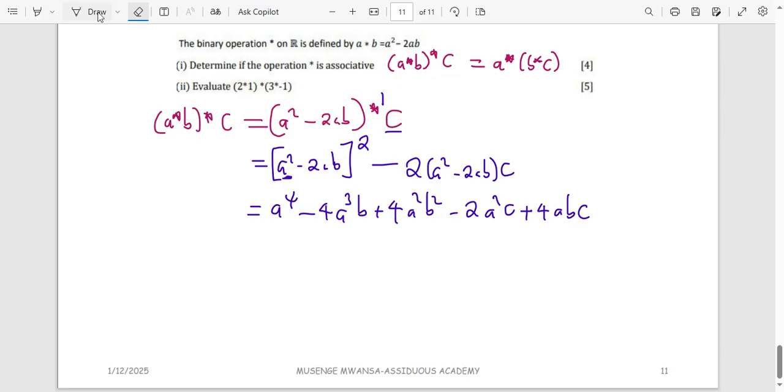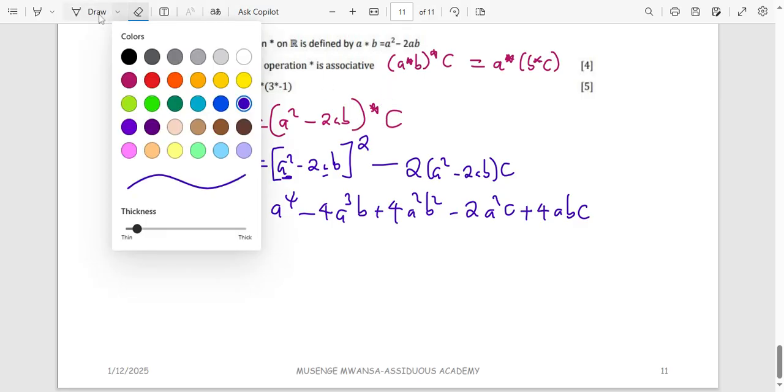A to the power 3. If you get 2, you multiply with A squared, you multiply with negative 2AB. So you can see this A times this A squared will give you A to the power 3. Does that make sense?